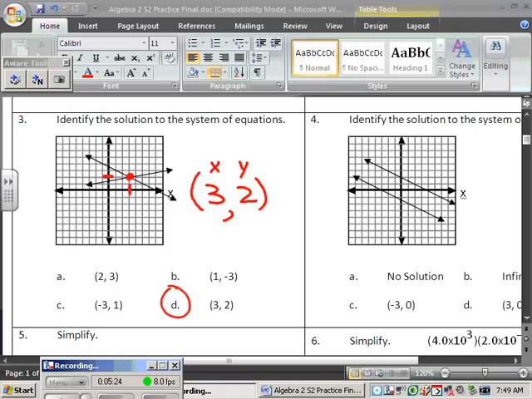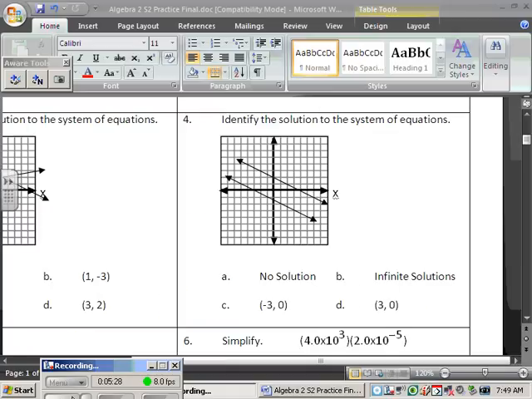Let's look at problem 4. For problem 4, notice the lines do not touch at all. And remember, a solution means their point of intersection. So if they don't ever touch, there's no point of intersection, that simply means there's no solution.